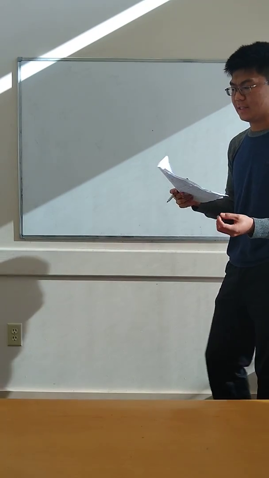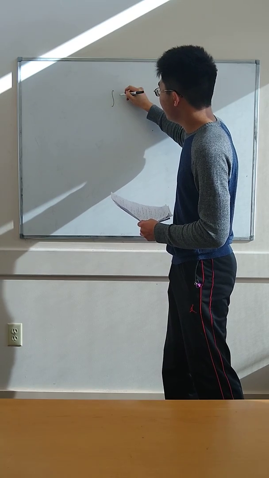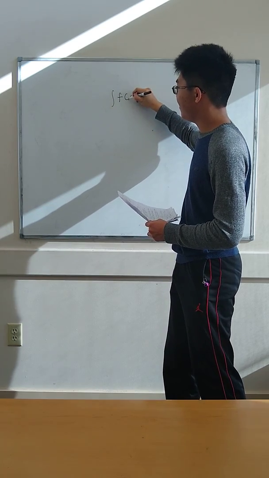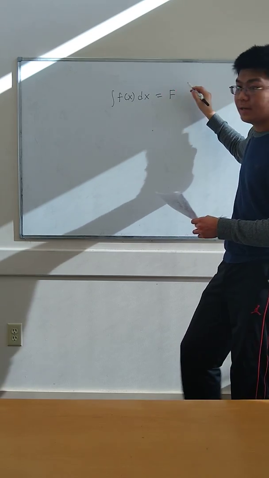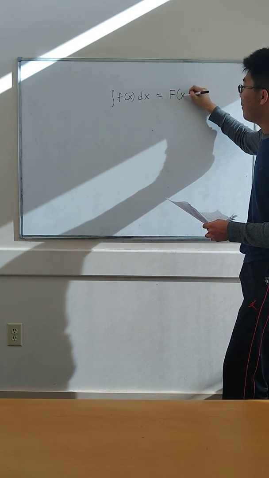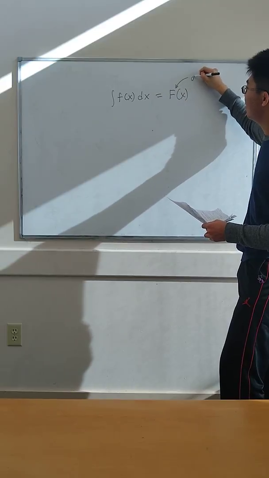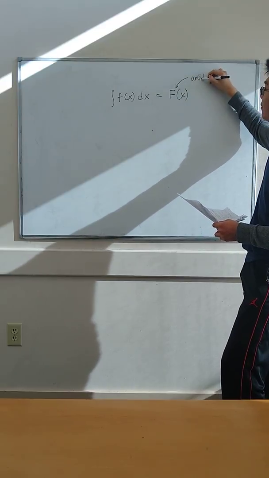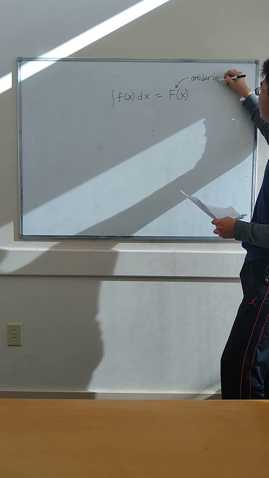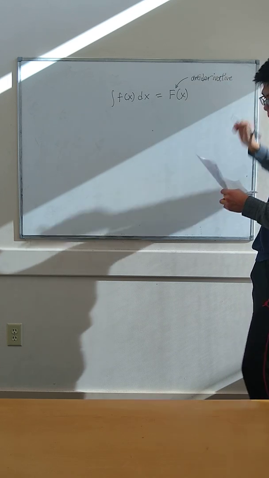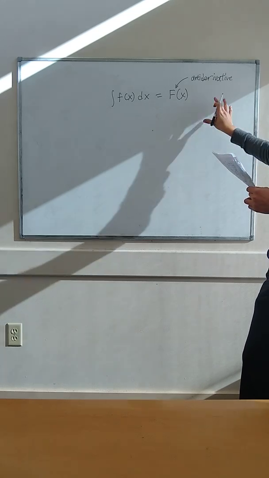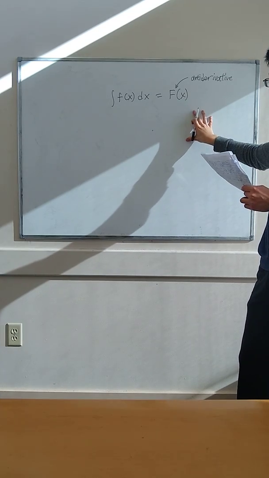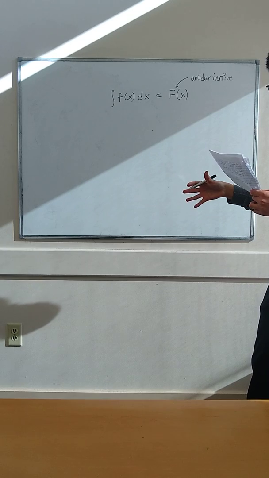In calculus, we talk about how if we have the integral of a function, let's say f of x, we will produce another function, capital F of x, and this is called the antiderivative. However, in some cases, we cannot integrate the function. Let me expand on that.